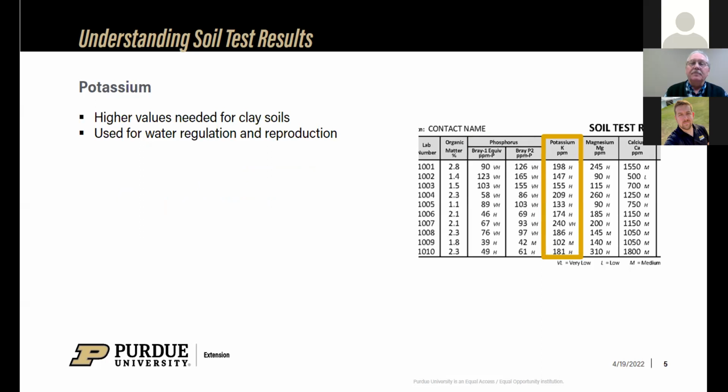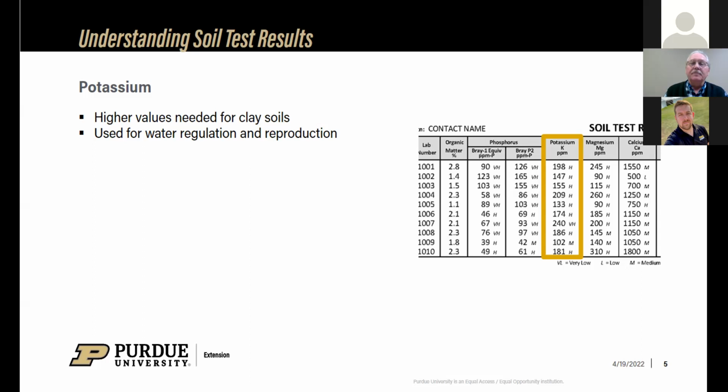Across, we'll also get potassium. So when you think of the big three nutrients that we usually use, which are N, P, and K, this is kind of the first two. We're looking at the most important things first. So the phosphorus and the potassium, the P and the K, are the first two numbers we see on our chart. The higher values are needed in clay soils. We tend to have some more clay in our soils around here. So higher values are needed because clay is going to hold on to potassium really well.